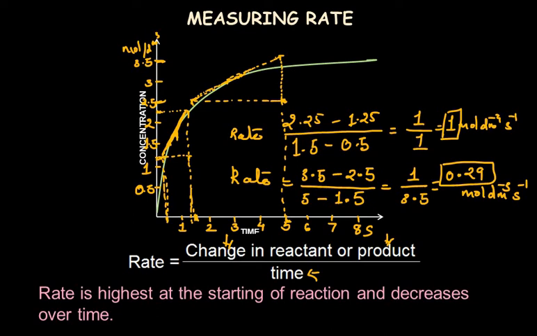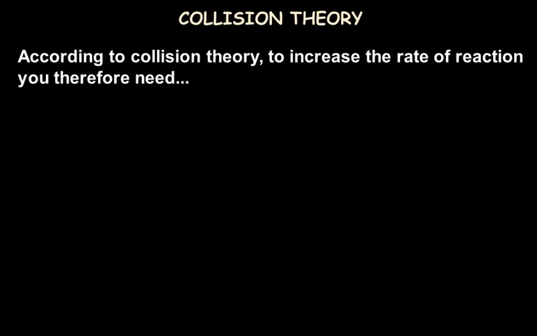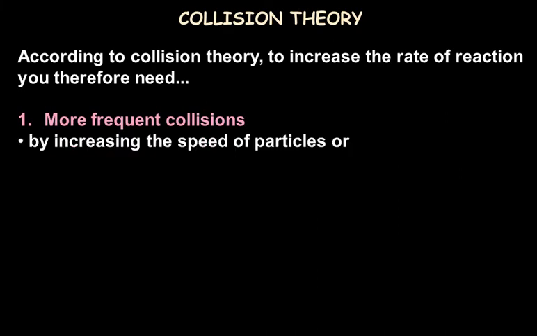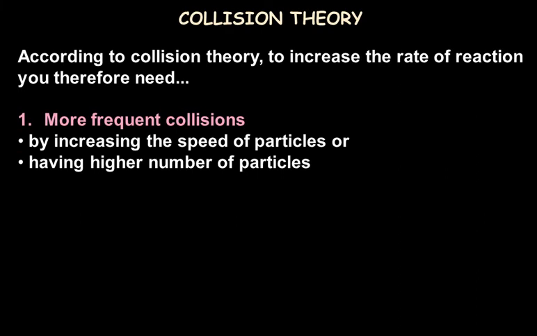So if we think in terms of collisions, then we can definitely vary the rate also. According to the collision theory, to increase the rate of reaction, we might need certain things. For example, more frequent collisions. So the number of collisions per unit time should increase. Increasing the speed of particles will increase the collision frequency, or if we have a higher number of particles, then also the frequency of collision, that is the number of collisions per unit time, is going to increase.